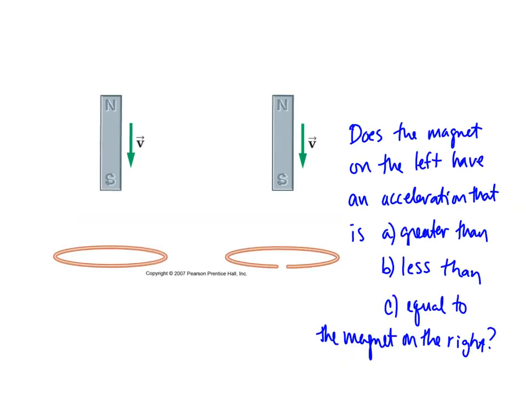Sorry. Last slide here. We talked about this in class on Friday. This is a conceptual problem for Lenz's law. When you drop two identical magnets through these two loops, they're both in free fall. Does the magnet on the left have an acceleration that's greater than, less than, or equal to the magnet on the right? The difference is, obviously, that you've got a little open loop here, and here you have a closed loop.